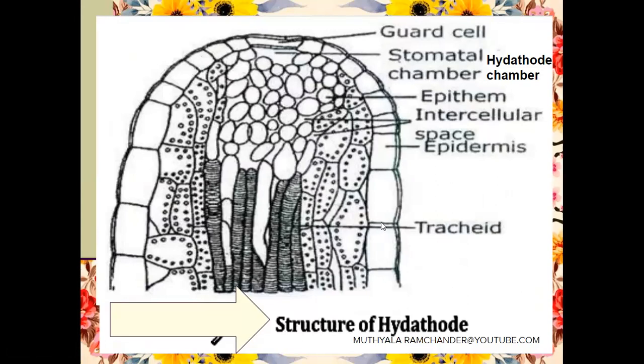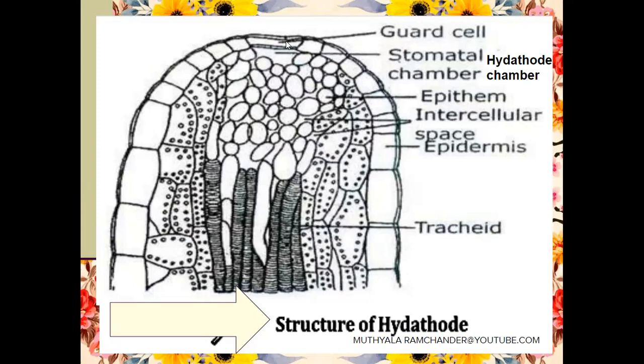Hydathode is mainly involved in guttation. Guttation means water drops come out from the plant through the hydathode. Water drops coming out through the hydathode from the plant is called guttation. Mainly in the Gramineae family or Poaceae family, at the terminal part of the leaf, specialized glands are present. The specialized glands are called hydathodes.